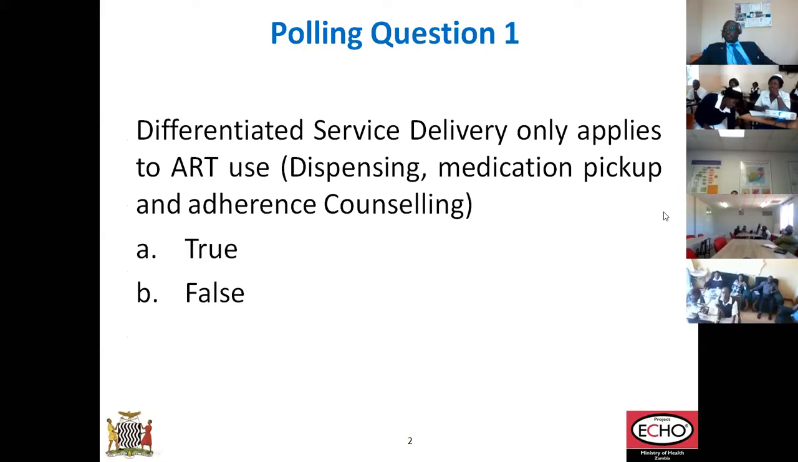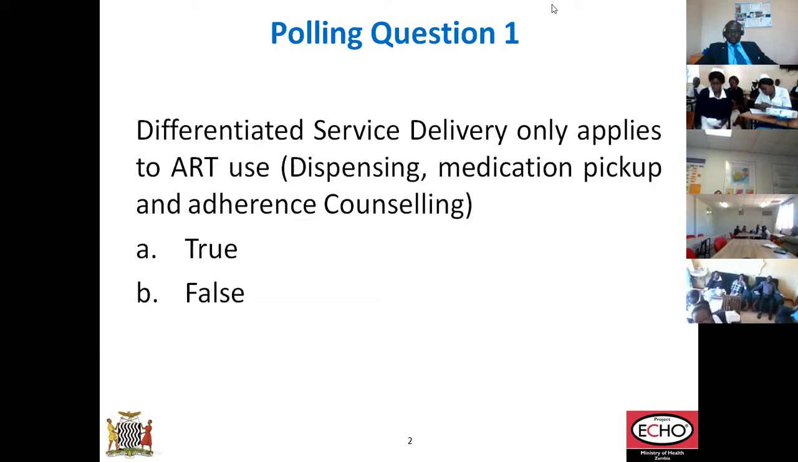So the first core question is as follows. Differentiated service delivery only applies to ART use, which is dispensing, medication pickup, and adherence. Is it true or false? I can see a number are voting. We'll give 10 more seconds. Okay, about half of us have polled.